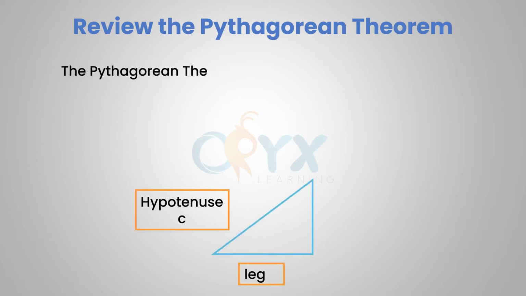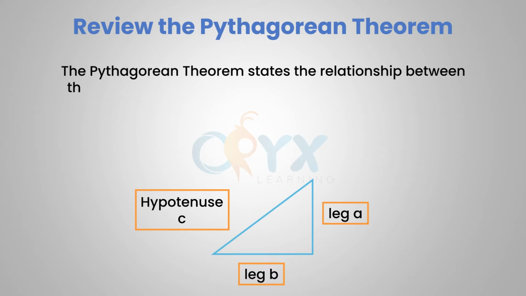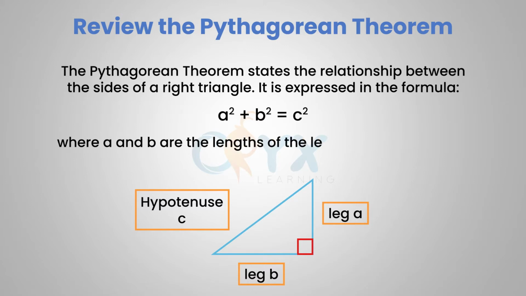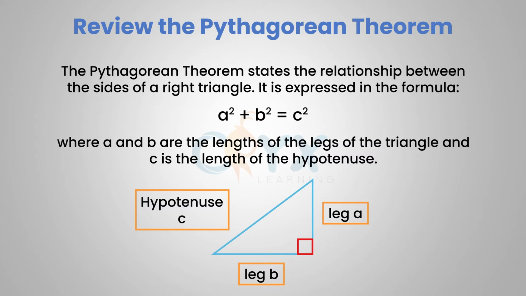The Pythagorean Theorem states the relationship between the sides of a right triangle. It is expressed in the formula a squared plus b squared equals c squared, where a and b are the lengths of the legs of the triangle, and c is the length of the hypotenuse.